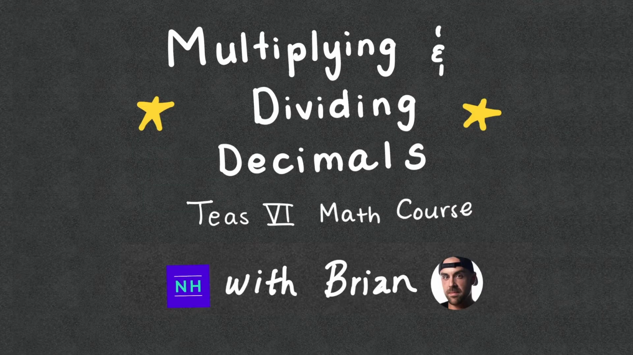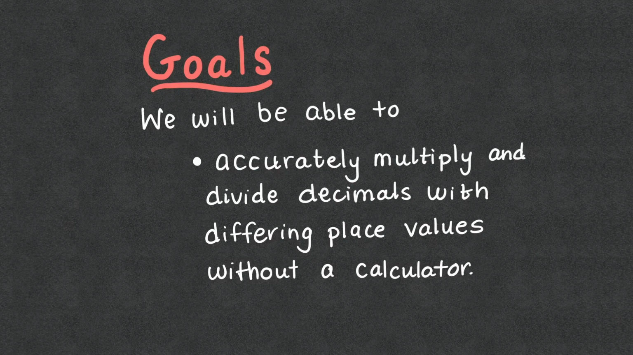Hey everybody, let's jump right into multiplying and dividing decimals on the TEAS math course with me, your host, Brian. At this point, we've done adding and subtracting, so let's get into the other two operations of multiplying and dividing, remembering that there are going to be different rules in this lesson. Our goal is to accurately multiply and divide decimals with differing place values without a calculator. We may not always have the luxury of having a calculator with us. I get that we have phones and all those other things, but there may be minutes when they are not available.